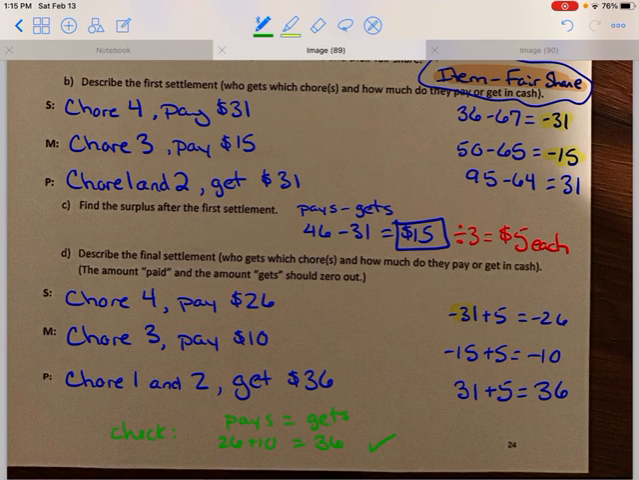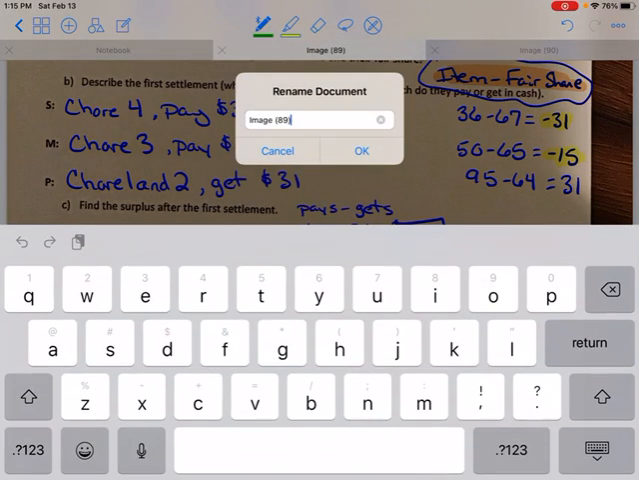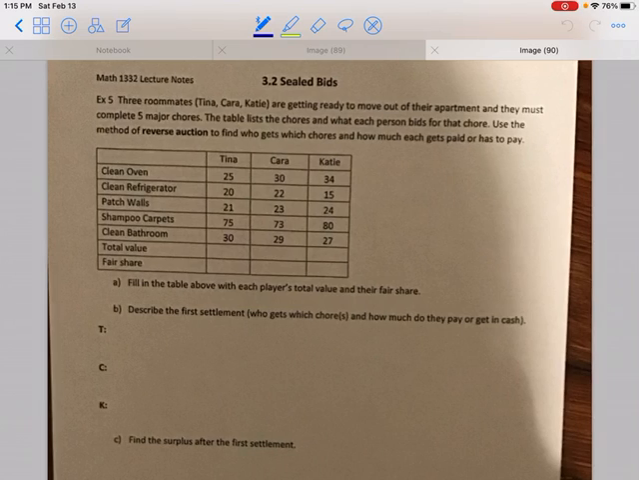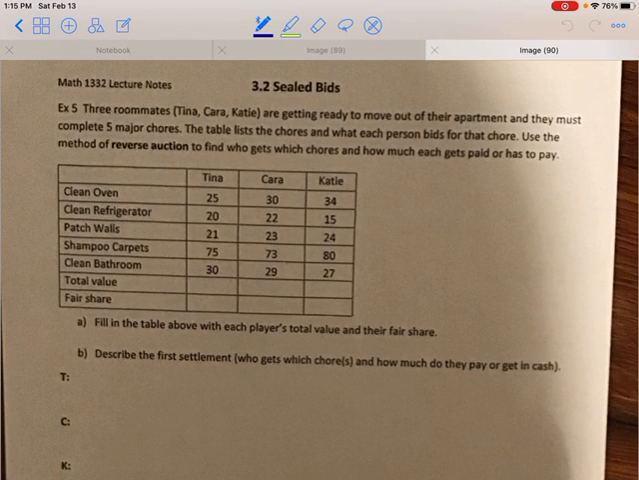All right, let's try one more. This is the last page of the notes, page 25. Let me find that. There we go. So we have 3 roommates: Tina, Kara, and Katie. They're getting ready to move out of their apartment, and they must complete 5 major chores. The table lists the chores and what each person bids. We're going to use reverse auction to figure out who gets which chore and how much they have to pay.